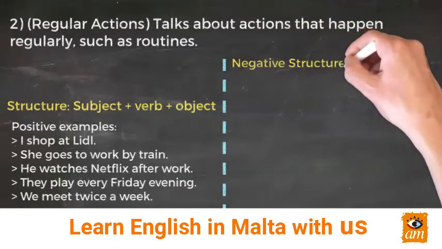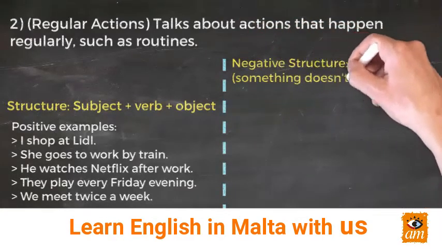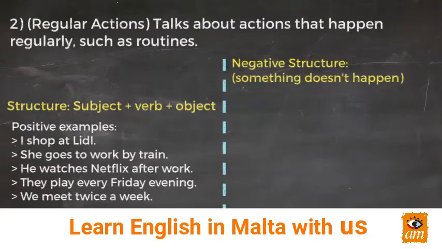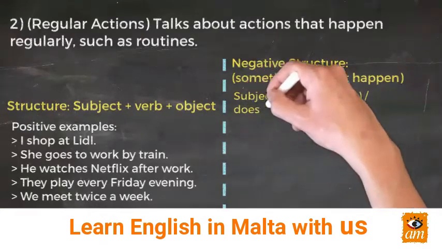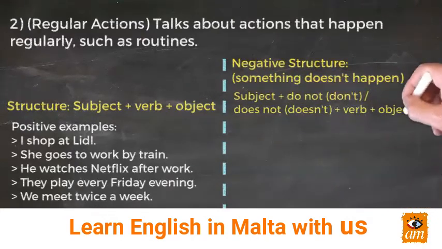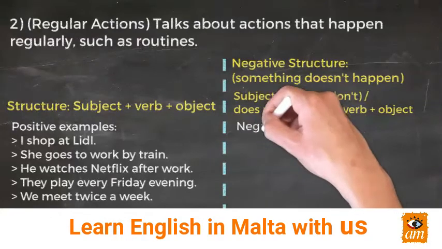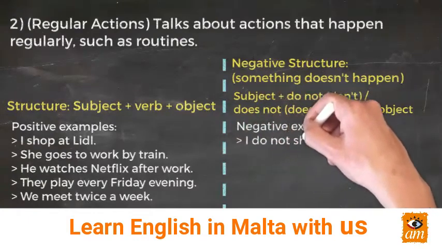The negative structure, and this is for something that doesn't happen, is subject plus do not, such as don't, does not or doesn't, plus verb plus object. The negative examples are as follows.